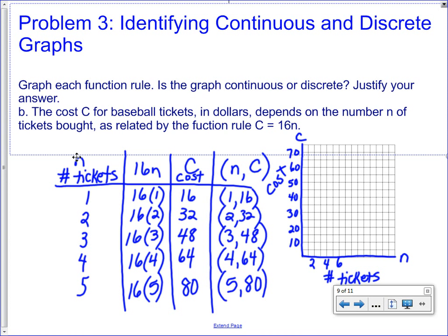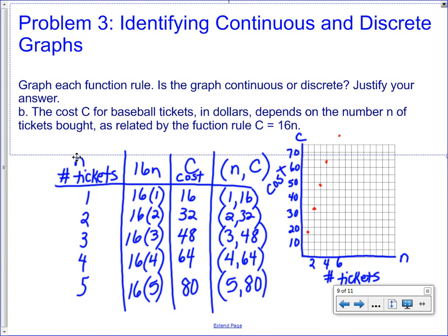All right, so let's plot our points. We have one ticket is $16, right above that line. 2 are $32. 3 are $48. 4 are $64. And 5 tickets, going to be right about here.